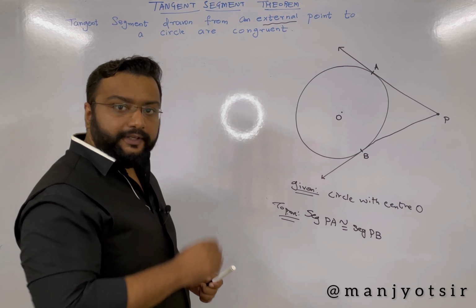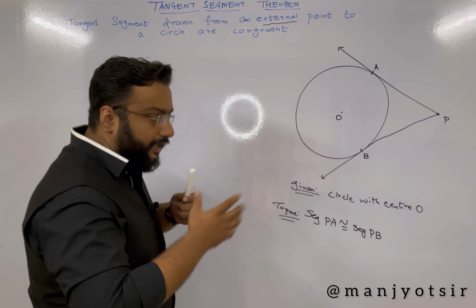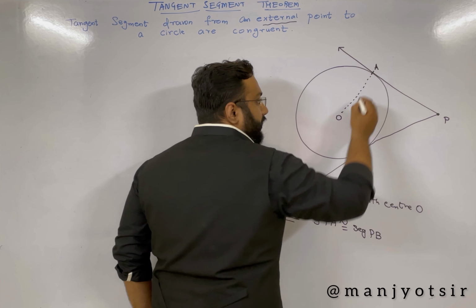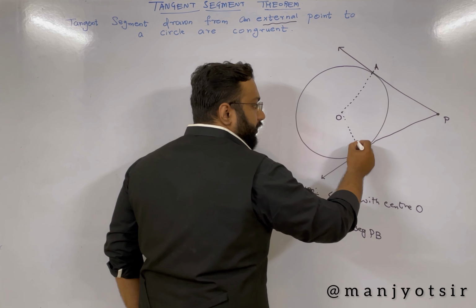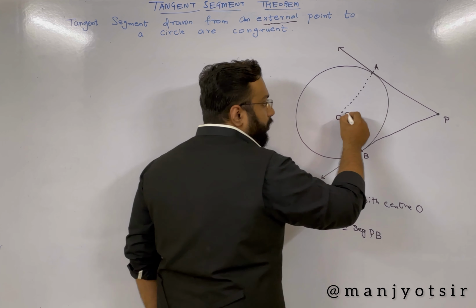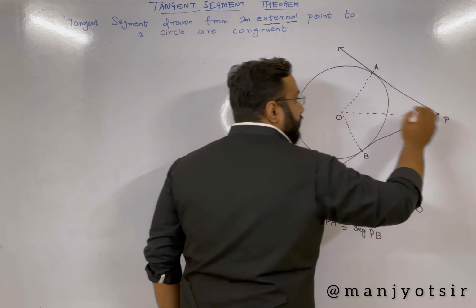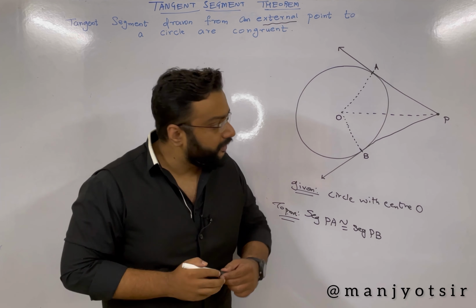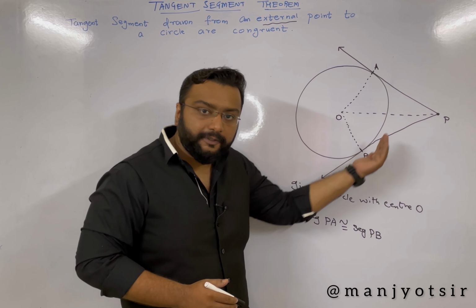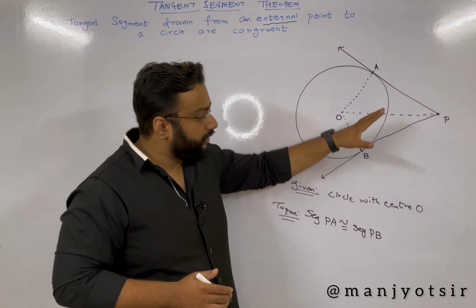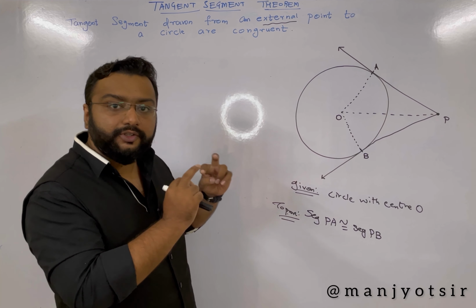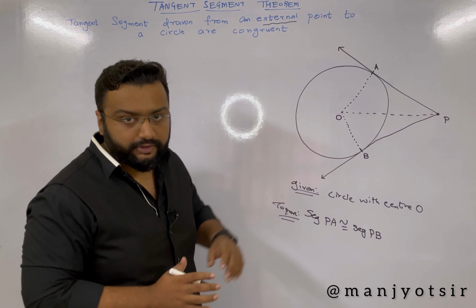Observe the figure carefully. Let me help you. What if we join O and A? If I join O and A, and similarly if I join OB, these two segments are formed. And what if I join OP? If you observe here, we got two triangles. Now observe carefully. In one of the triangles there is PA, which we need to prove, and in the other triangle there is PB, which again we need to prove. So these are two segments which are in two different triangles. Now it is very simple. If we need those two segments congruent, we need to somehow prove these two triangles congruent.